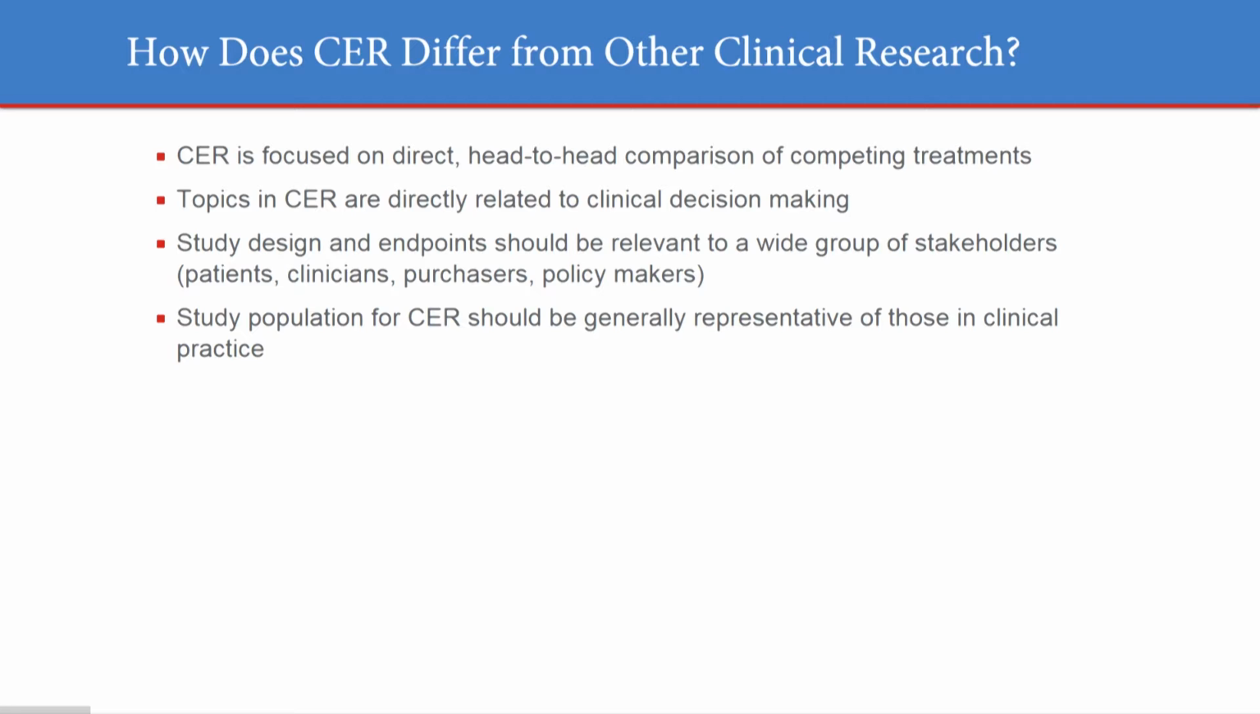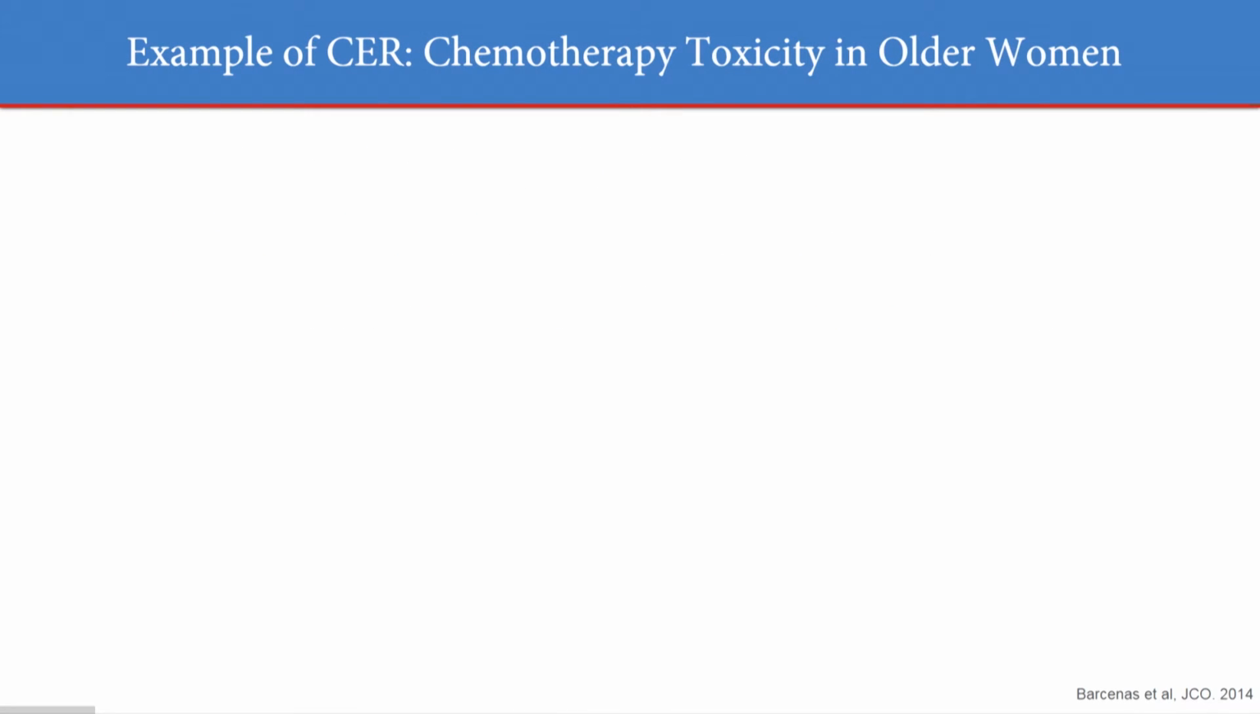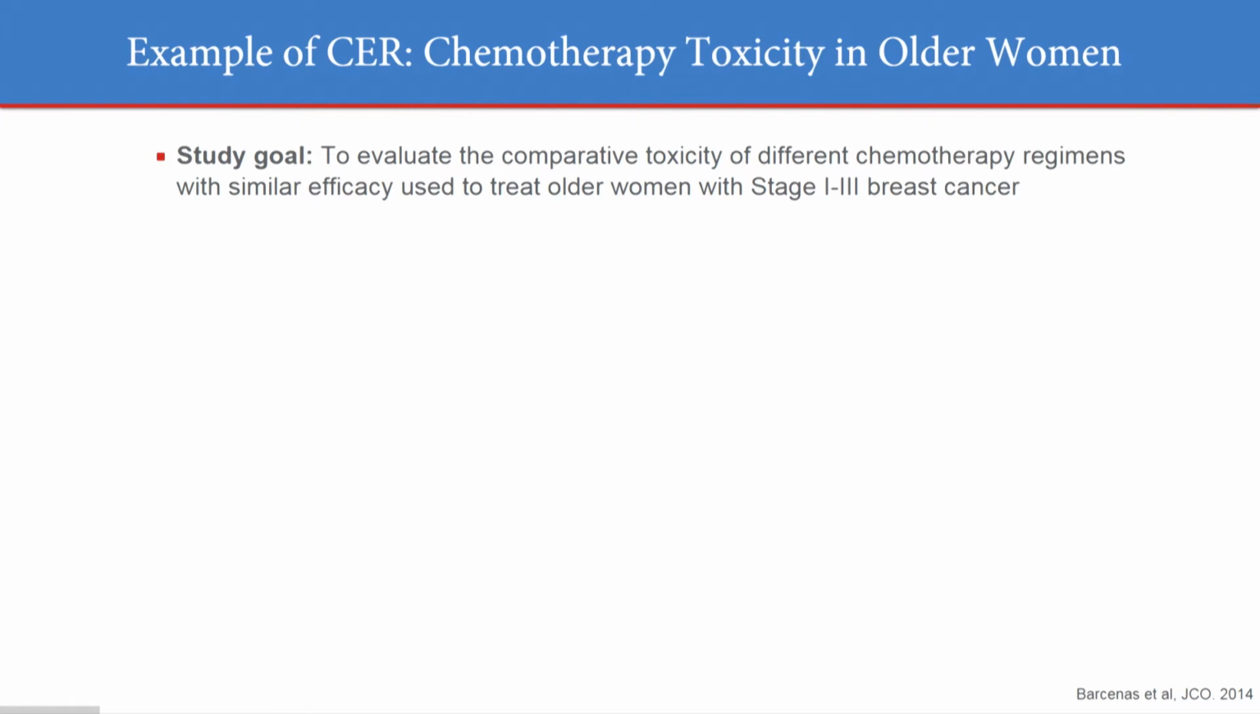And this is a very important point. When we're doing comparative effectiveness studies, we want to make sure that the population we're studying is diverse and generally representative. So let me give you an example of a comparative effectiveness research study. This is a study on chemotherapy toxicity in older women that I was a part of. This was published by Dr. Barsenis in the Journal of Clinical Oncology. The goal of this study was to evaluate the comparative toxicity of different chemotherapy regimens that all have similar efficacy and used to treat older women with early-stage breast cancer.